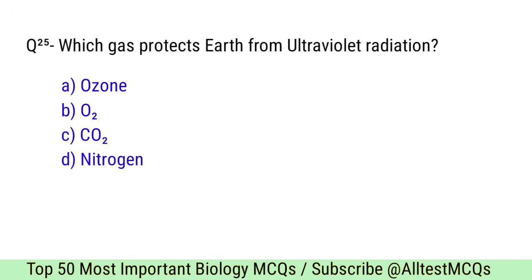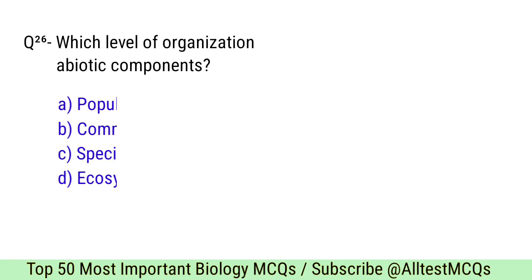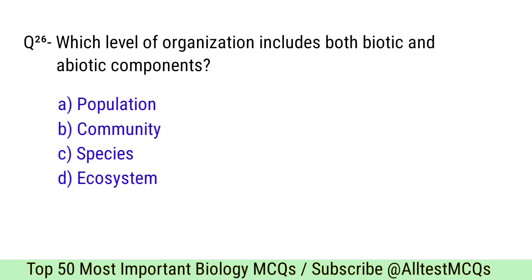Question number 25. Which gas protects Earth from ultraviolet rays? Correct option is A. Ozone. Question number 26. Which level of organization includes both biotic and abiotic components? Correct option is D. Ecosystem.